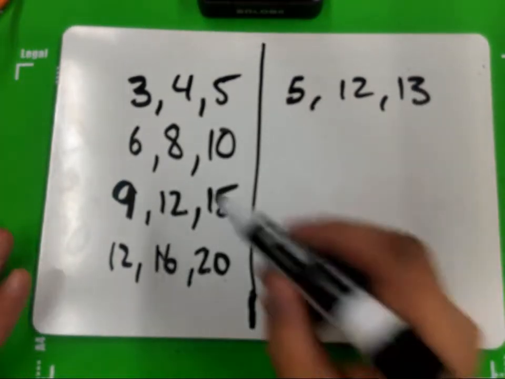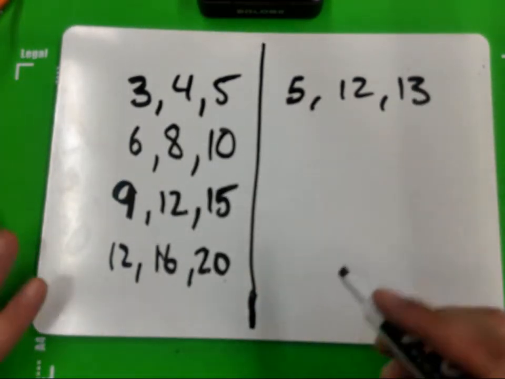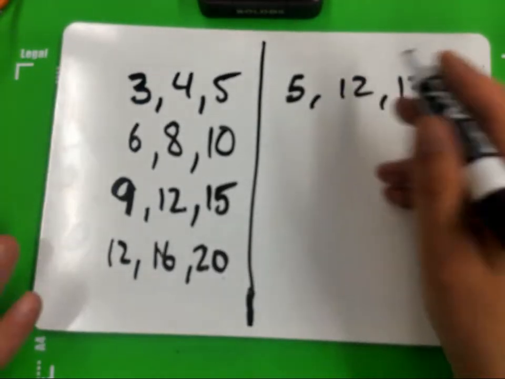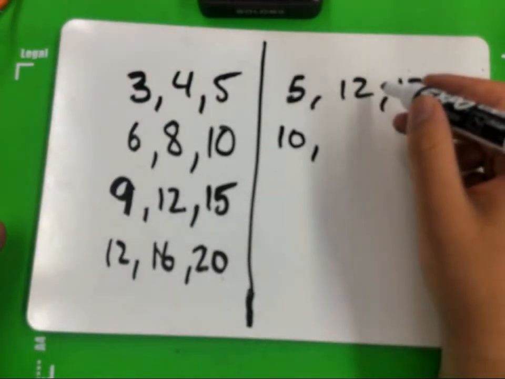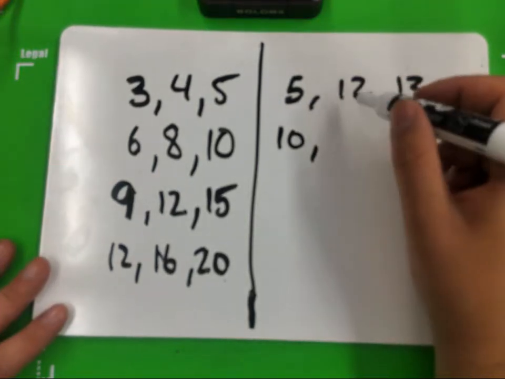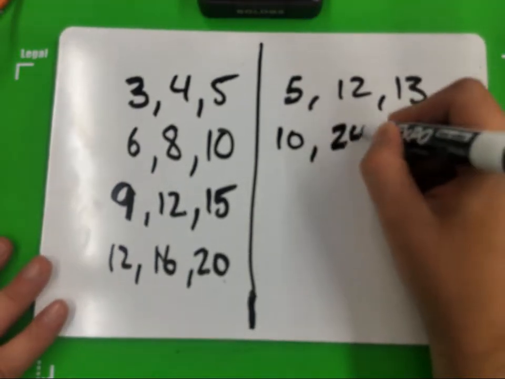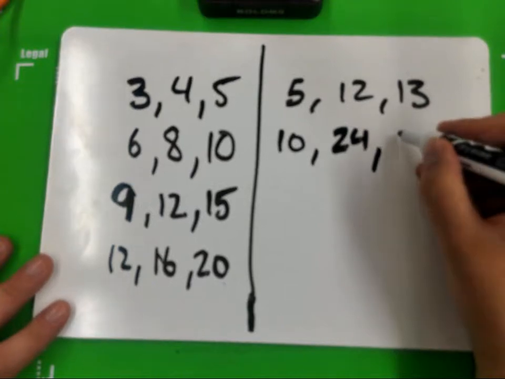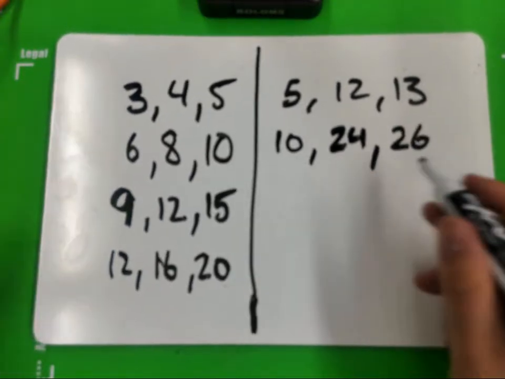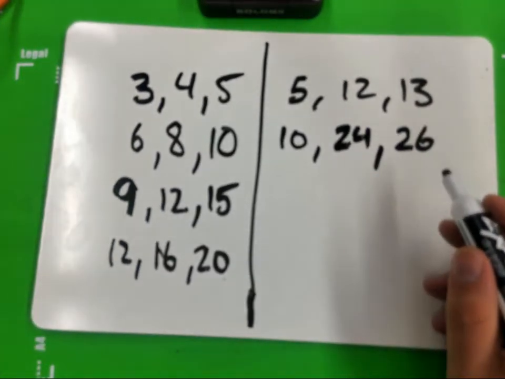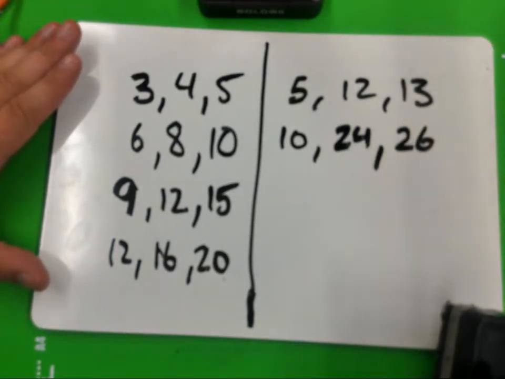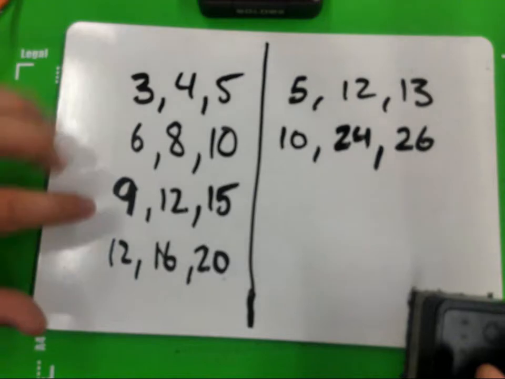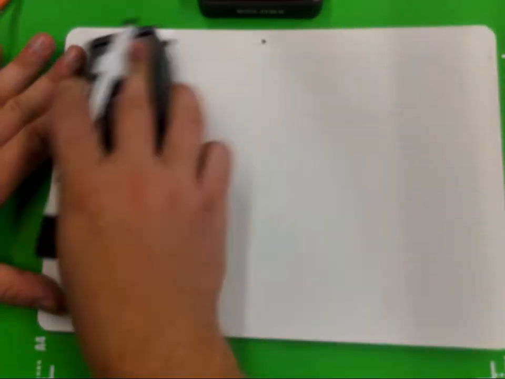You can do the same thing over here. I'm not going to do as many over here, but just to show you that it works. If we double these, well, we know 5 times 2 is 10. 12 times 2 is 24. And 13 times 2 is 26. This, again, is a Pythagorean triple. And I'll show you an example just to show you that it works. We'll take, let's do 9, 12, and 15.